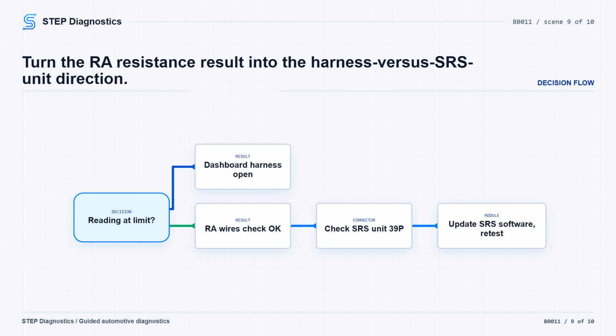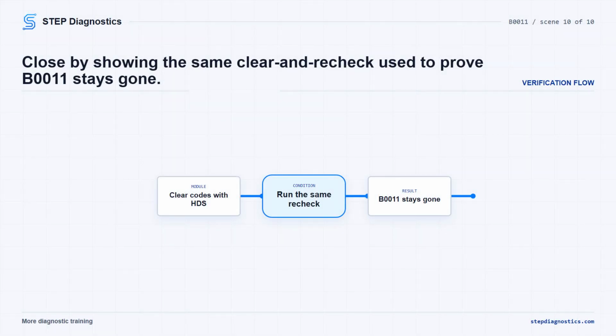If the resistance is not 1.0 ohm or less, the path points to an open in the dashboard wire harness. Replace the dashboard wire harness, then clear the DTC. Keep verification separate from the pinpoint tests. After any supported repair or software update, clear the DTC and confirm B0011 stays gone under the same basic check.